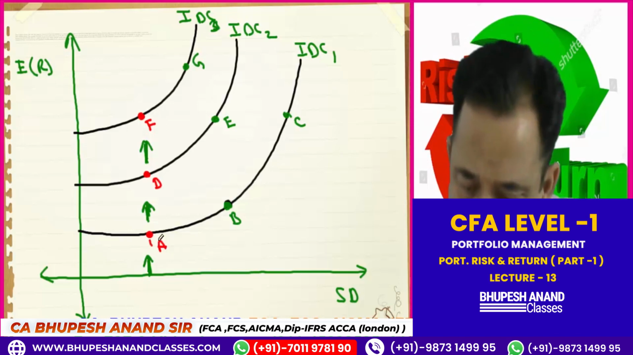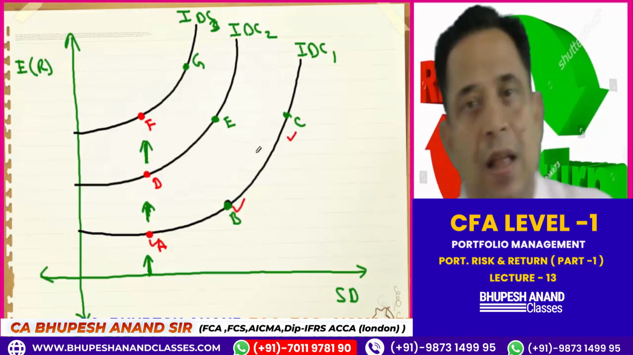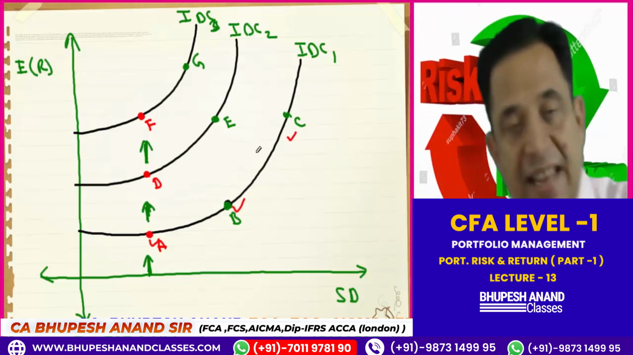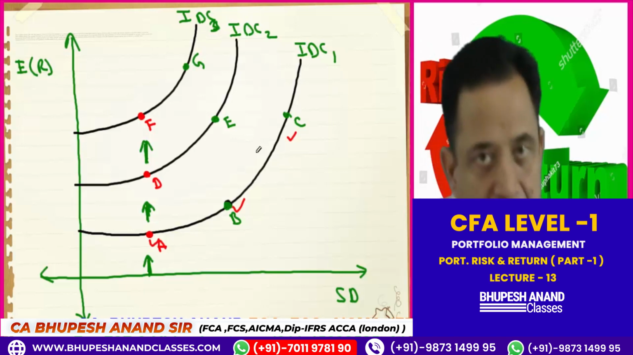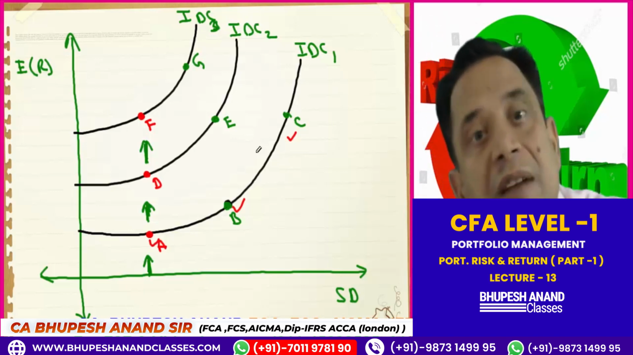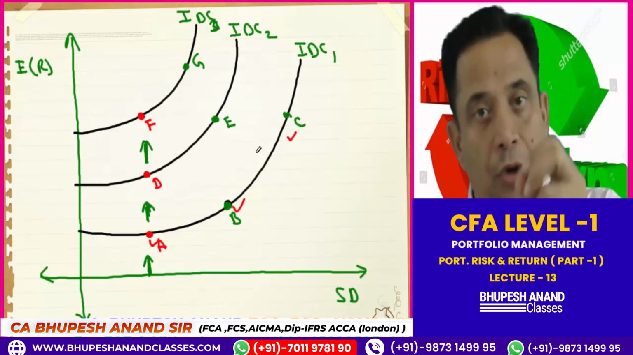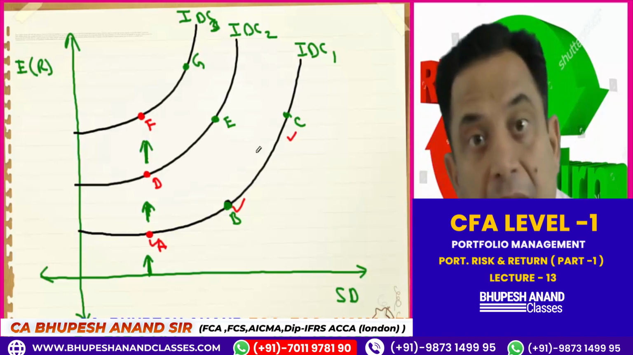So these are at the same level. A, B, C are the different portfolios at indifference curve 1. D and E are the portfolios at indifference curve 2, which will give him the same level of satisfaction. At indifference curve 3, there are two portfolios, F and G, which will give him the same level of satisfaction.